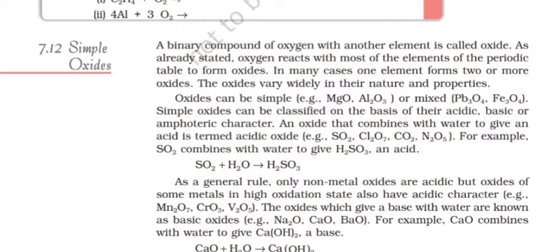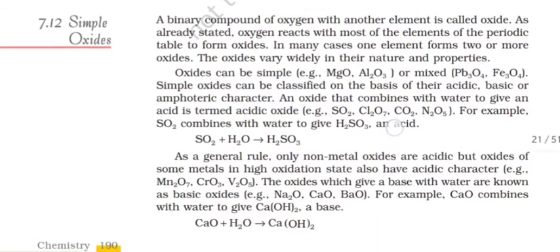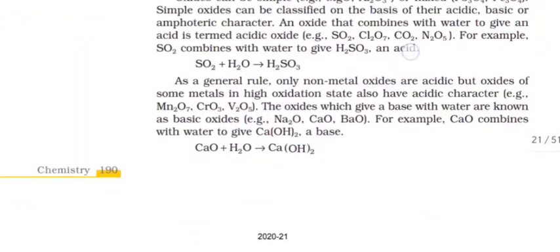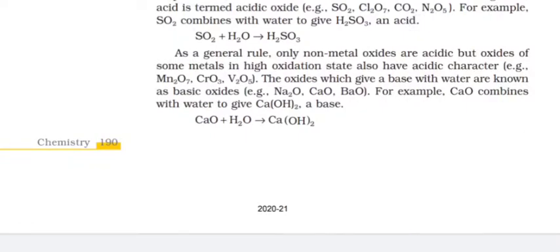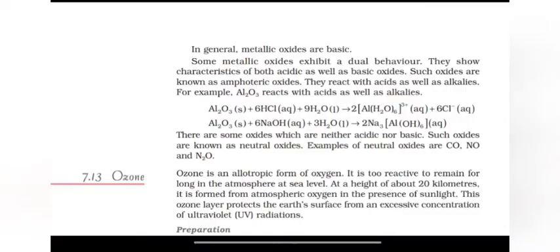An oxide that combines with water to give an acid is termed as acidic oxide. For example, SO2 combines with water to give H2SO3, an acid. As a general rule, only non-metal oxides are acidic, but oxides of some metals in high oxidation state have acidic character. The oxides which give a base with water are known as basic oxides. For example, CaO combines with water to give Ca(OH)2, a base. In general, metallic oxides are basic.